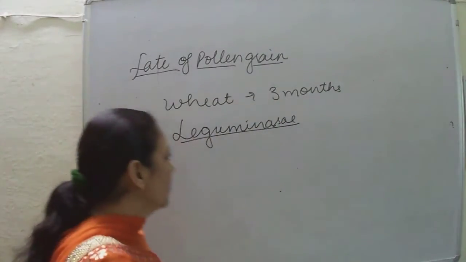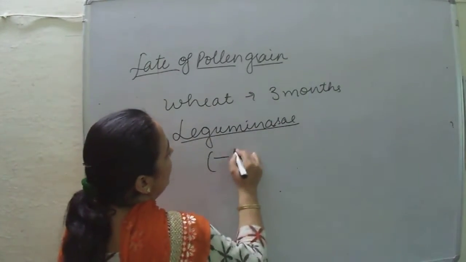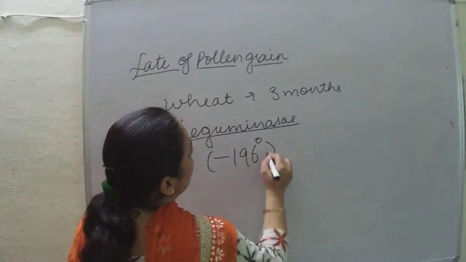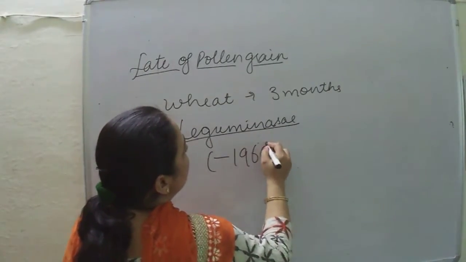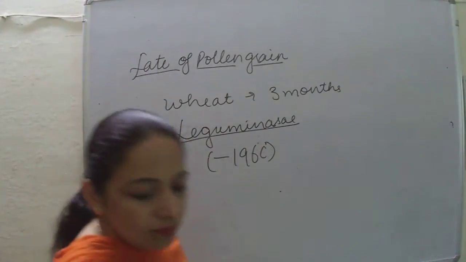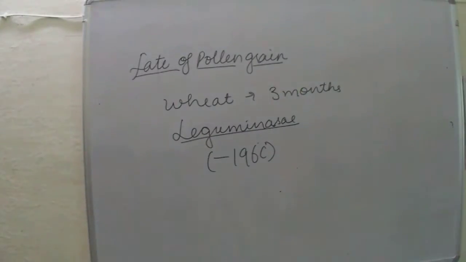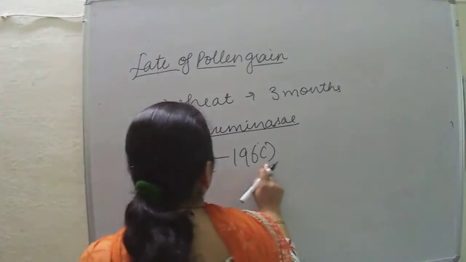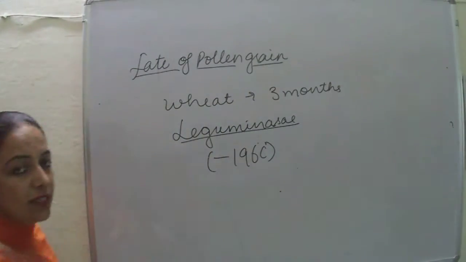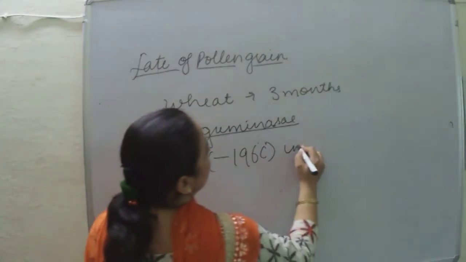Pollen grains may be stored in liquid nitrogen at -196 degrees Celsius.